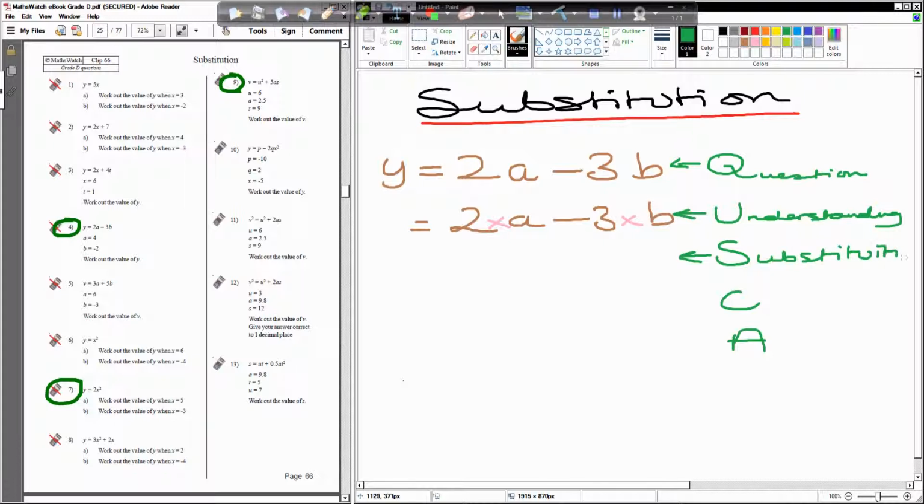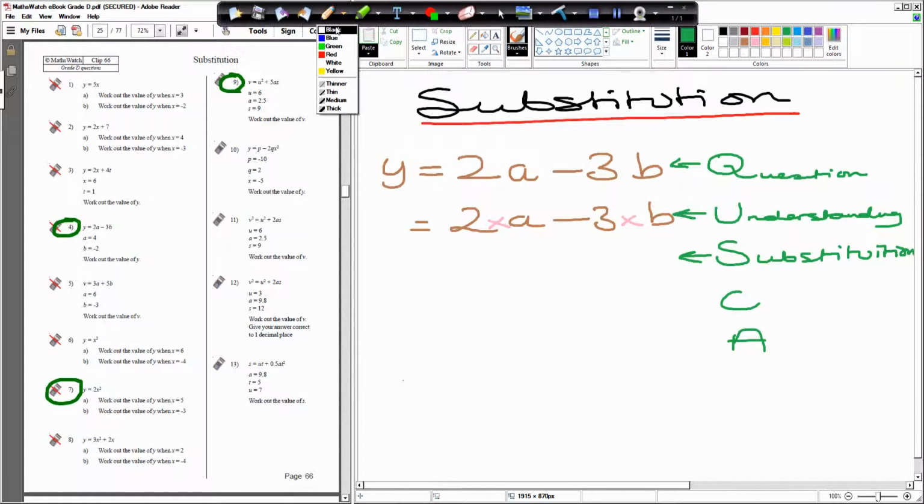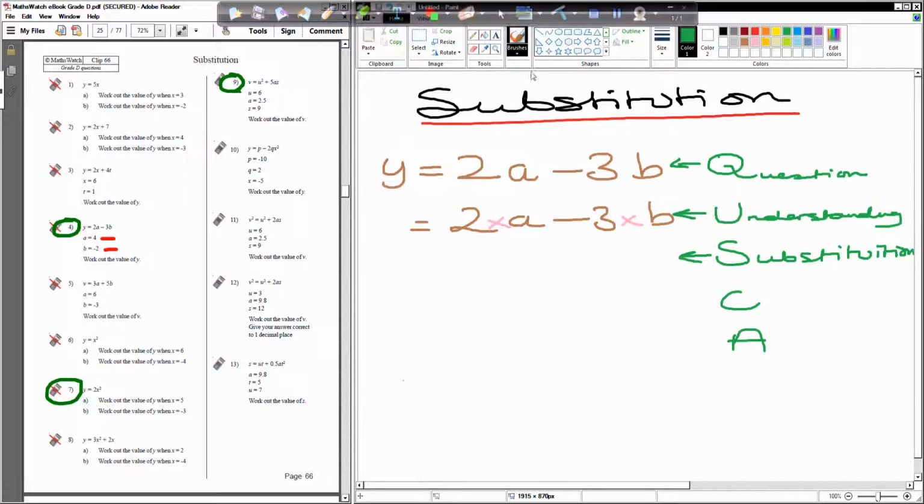The actual substitution itself is the third part of the technique. So now, in the question, A is equal to 4 over here. If you look at this part of the question, A is equal to 4 and B is equal to minus 2. Let's put those numbers in a different color. So A is equal to 4 and B is equal to minus 2. Now let's copy the rest of the question down.